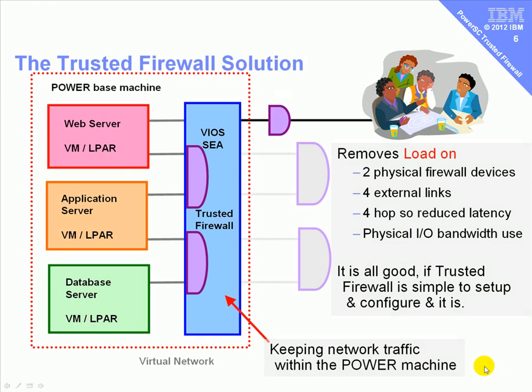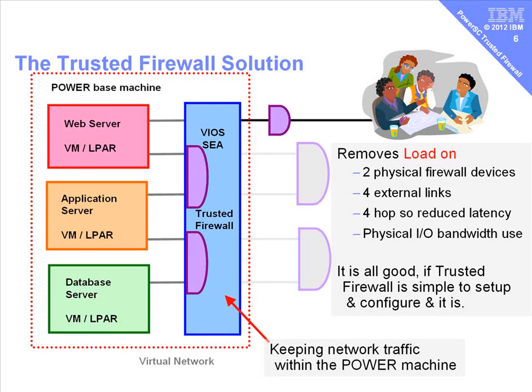So I've added to my diagram now our Trusted Firewalls. These sit inside the Virtual I/O Server and do this shortcut of the network packets so we can avoid going out to the physical network and through the physical firewall devices. Perhaps we can save some physical firewall devices, we can cut down on those links, we can certainly reduce latency and physical bandwidth. And hopefully our transactions will actually run faster because of this.